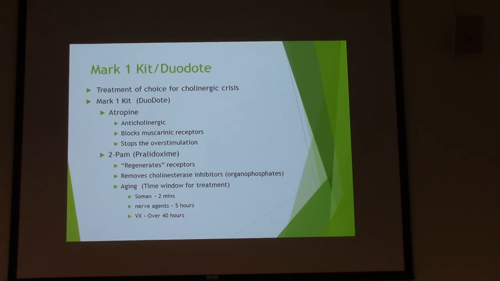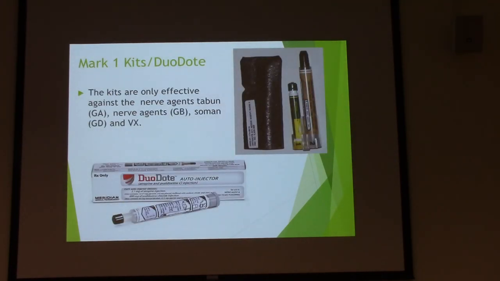The atropine is going to be your anticholinergic, stops the overstimulation of the parasympathetic nervous system, and the 2-PAM is mainly used to regenerate the receptors. Now, our time frame for treatment in certain areas: for soman, you have to treat within 2 minutes, otherwise most of the time they're going to be dead. Other nerve agents you can treat within 5 hours, and VX over 40 hours. And that's what the old Mark 1 kit came with.